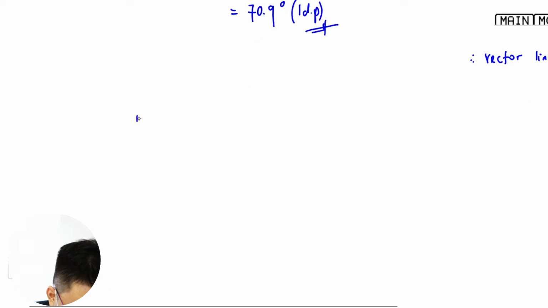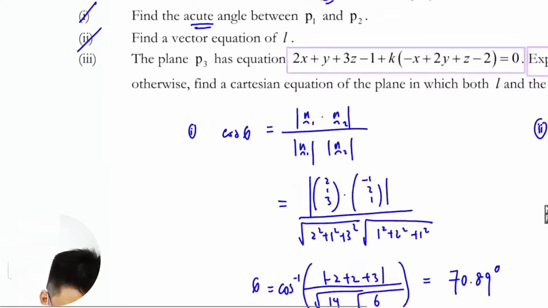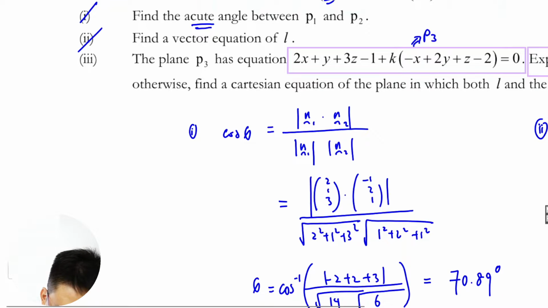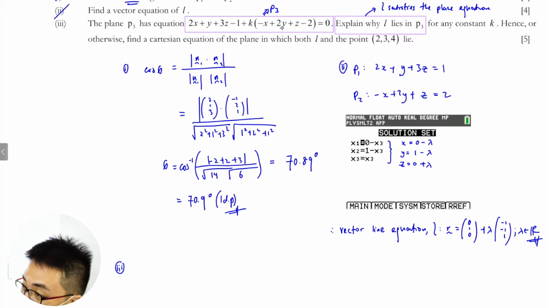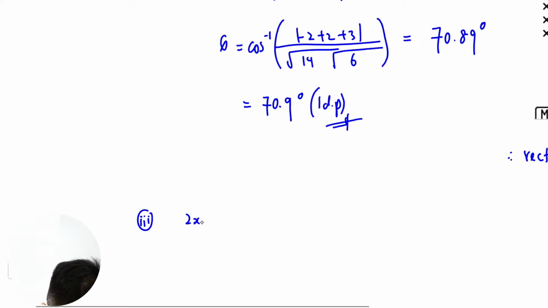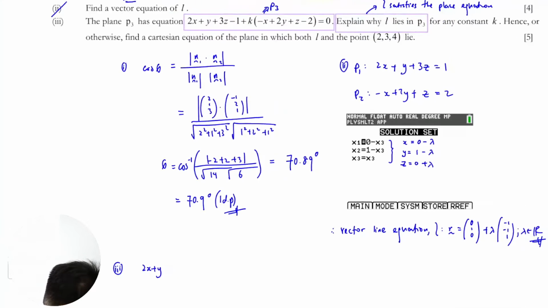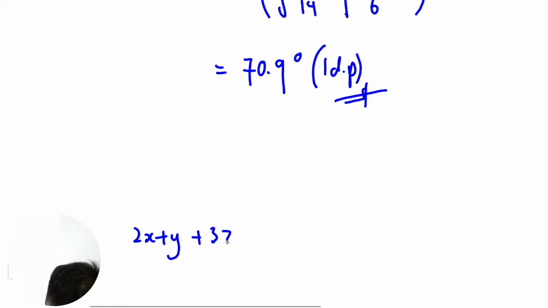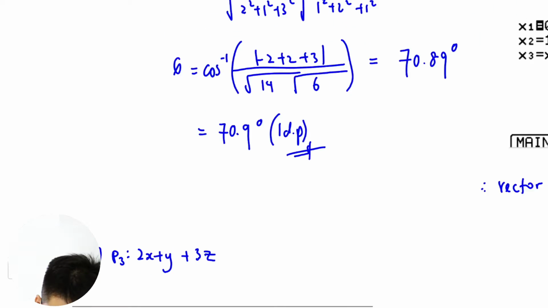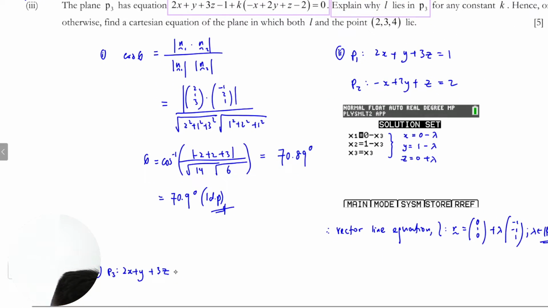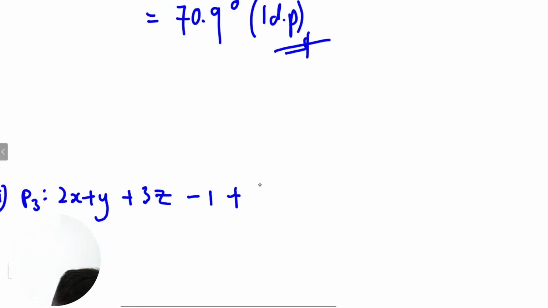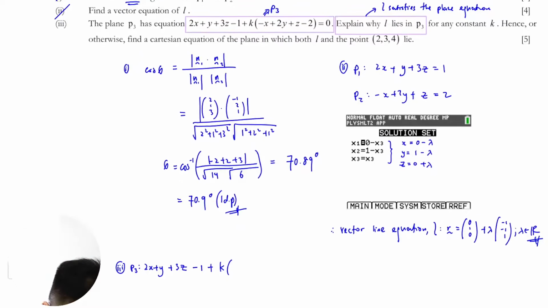So part 3. Now the first thing is, what is this plane 3? This is P3, right? This is Cartesian form, right? How do you write it in scalar product form? Can we write this down? If this is P3, we need the scalar product form first, right?